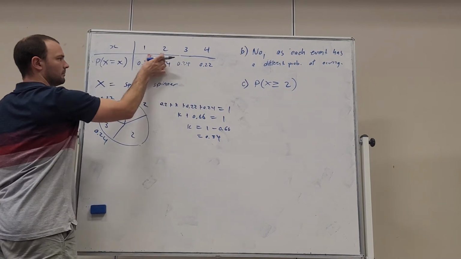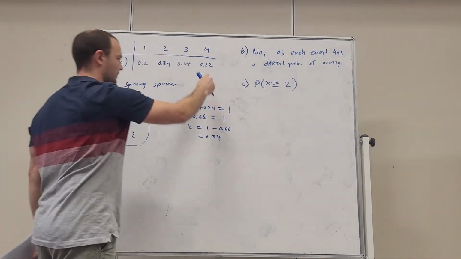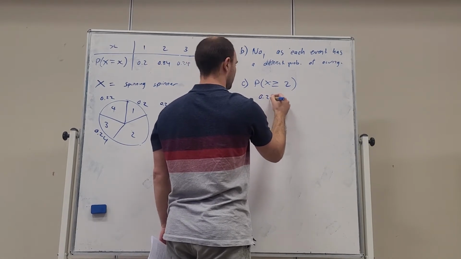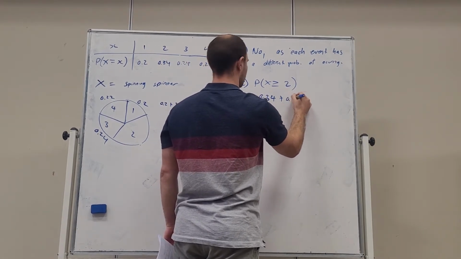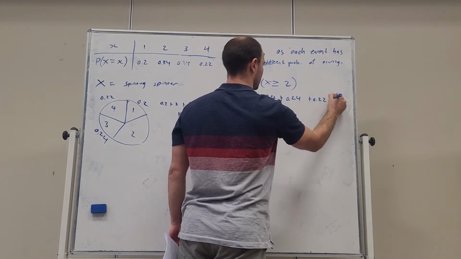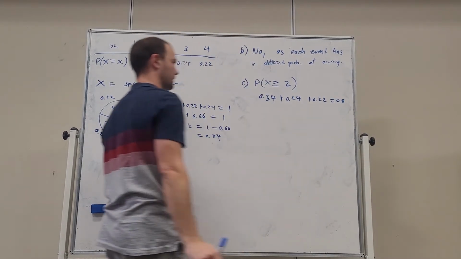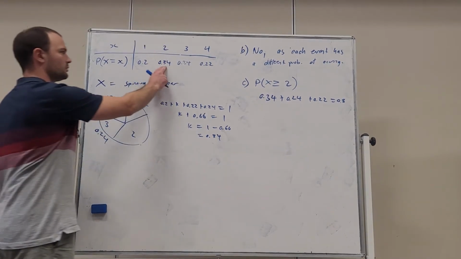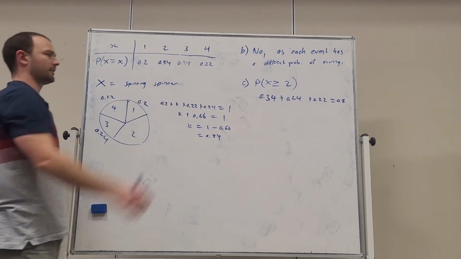Okay? If you're not sure how to do that, you're just adding them up. So the probability of x being greater than or equal to 2 is 0.34 plus 0.24 plus 0.22, which is 0.8. That's the simplest way to think about it. It has to be 2 or 3 or 4. What's the probability of that event occurring?